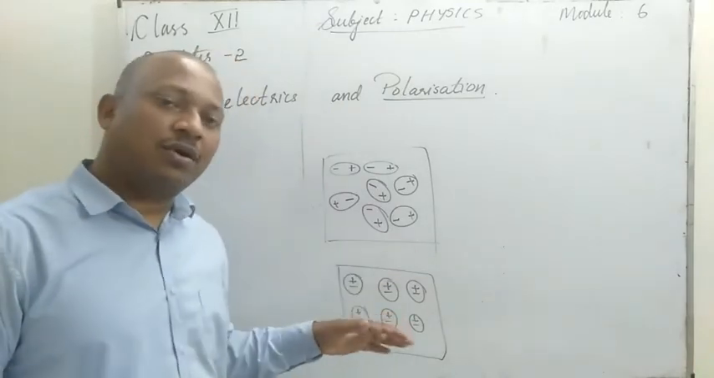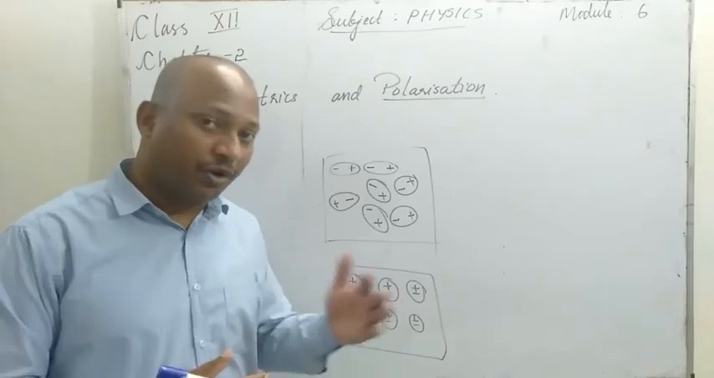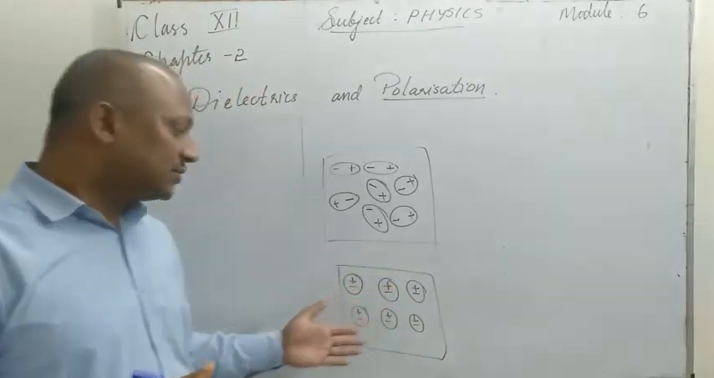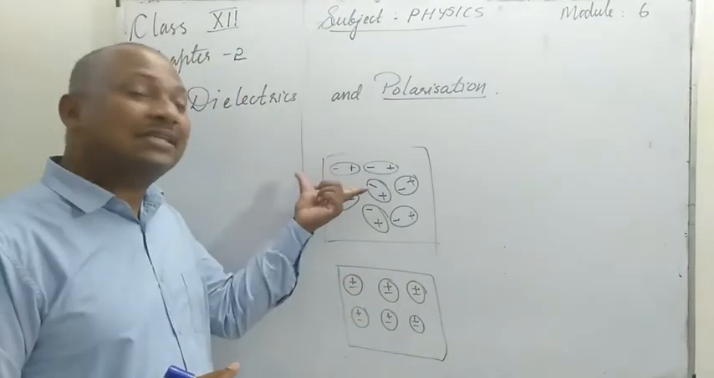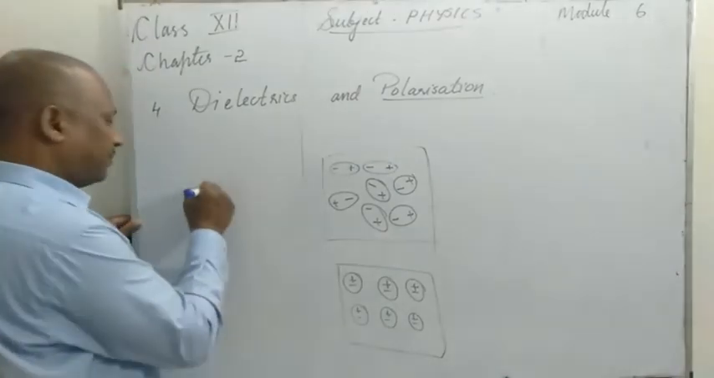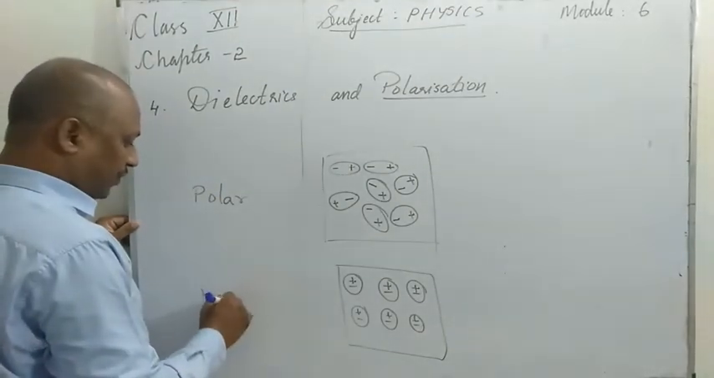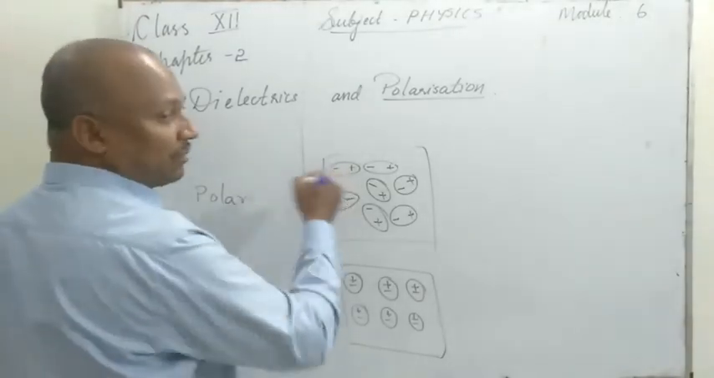So in physics, we are not going deep into the chemical structure or type of bonding or electronegativity and all those things. So if their charge centers do not coincide, then that is a polar type dielectric. And if they coincide, then that is a non-polar. So there is no separate pole here, but there are two separate poles.